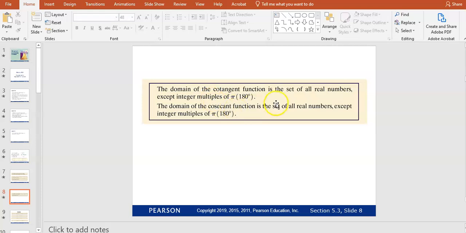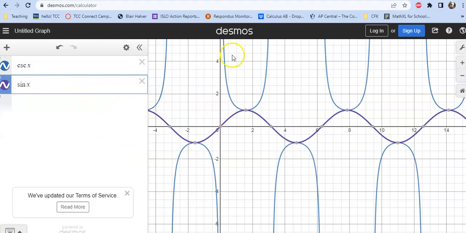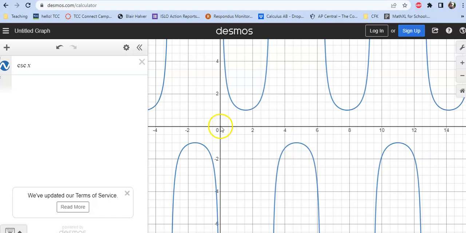And then the domain of cotangent is going to be the set of all real numbers except every multiple of pi. And then our cosecant will also be all real numbers except multiples of pi. The reason being, if we look at cosecant, it's undefined at 0, pi, 2 pi, 3 pi. So my period for my secant and cosecant is going to be pi. In other words, it goes from 0 to pi. Well, it goes from 0 to 2 pi where it starts repeating again, but we just need to understand where my undefined points will be.